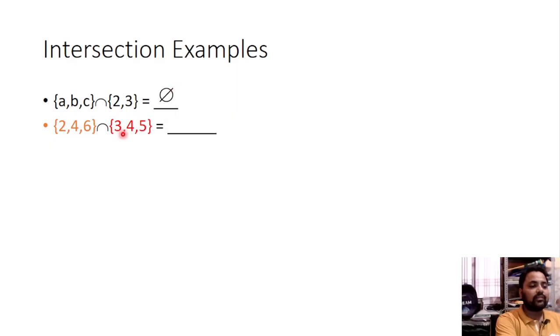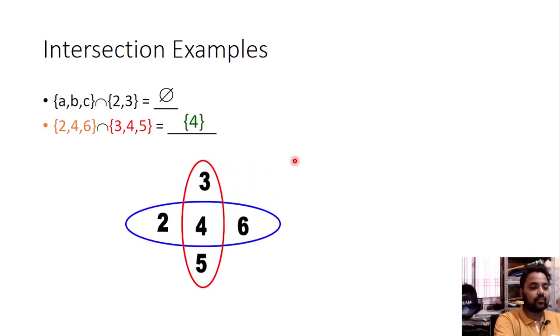Same, {2, 4, 6} here and {3, 4, 5}. I think 4 is in common, so there is no more than one element. 4 is the only element of this set A ∩ B. So here 4 is the only element. Like in the Venn diagram, we can show here 2, 4, 6 like this and 3, 4, 5 like this, and we can see 4 is the only common element in both the sets. So here we can say {4} is the set of the elements of A ∩ B.